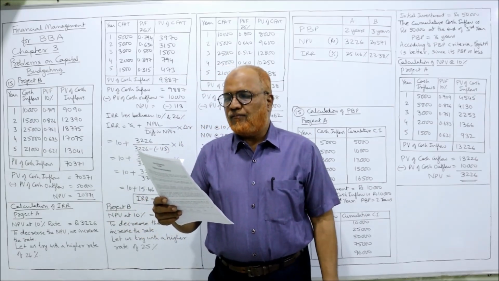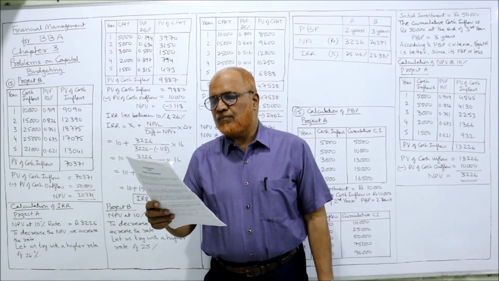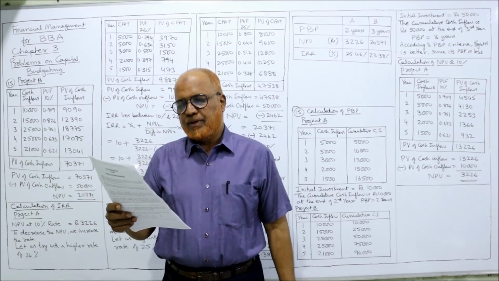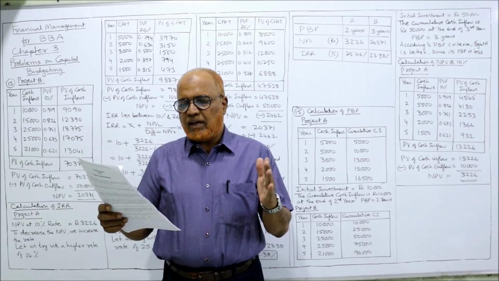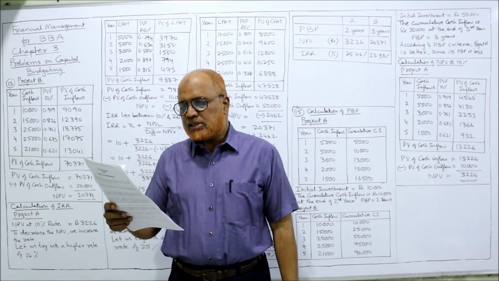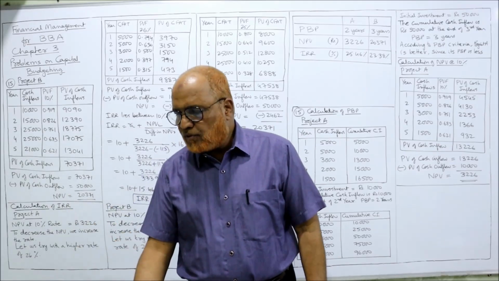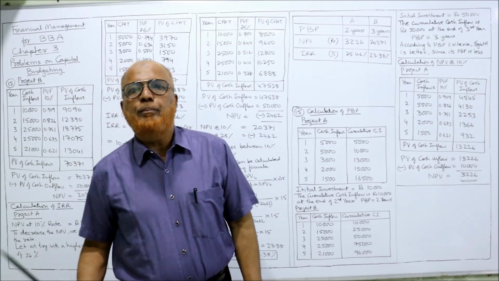Then outflows are given. First, A project 10,000 and B project 50,000. And the 5-year net cash inflows are given. Calculate PBP, NPV and IRR. Also suggest which project should be selected by the firm. So first of all, we are required to calculate the PBP.